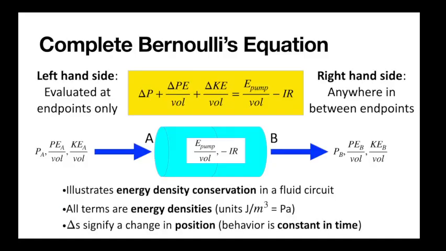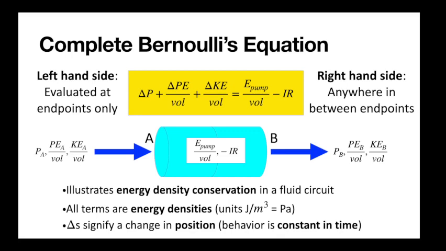All right, so this is where we ended last time with the complete Bernoulli's equation. So the left-hand side, pressure, potential energy density, and kinetic energy density, or more specifically changes in each one of those things, happen just between 2 points. Right? We have a point A and a point B, and we only care about the values of each one of those things at the 2 endpoints. It doesn't matter what happens outside of that or in between them, just the values at the 2 endpoints.